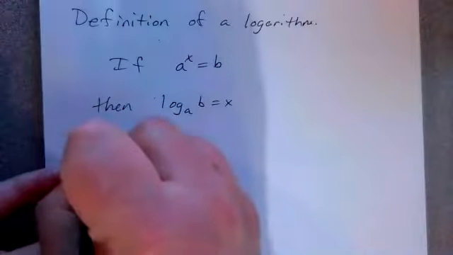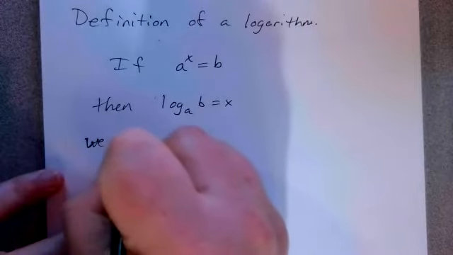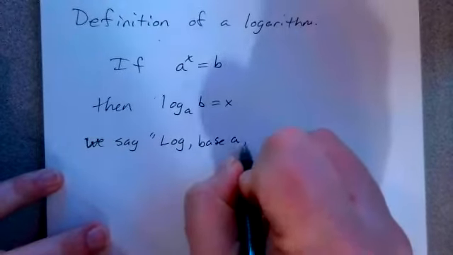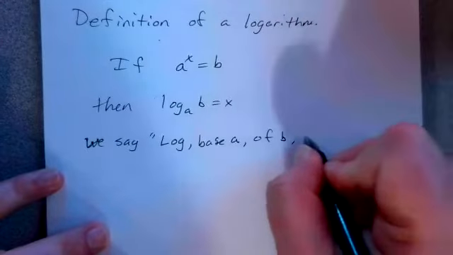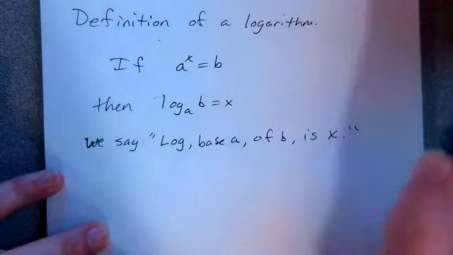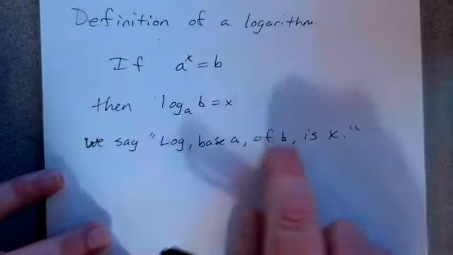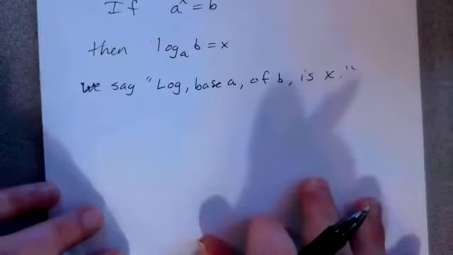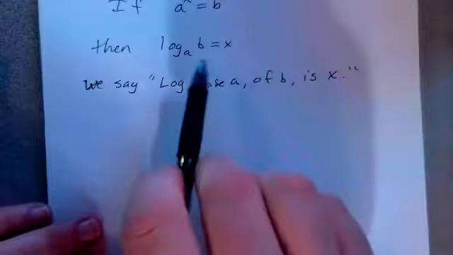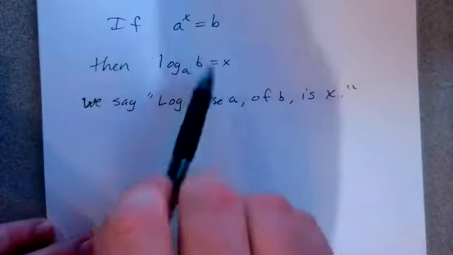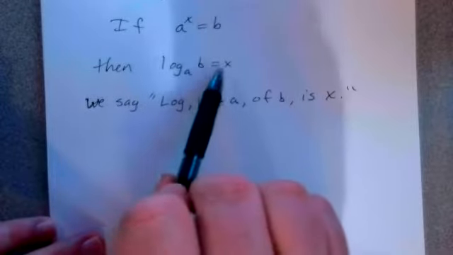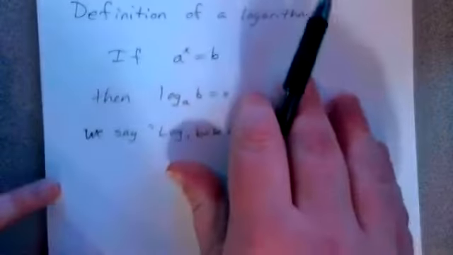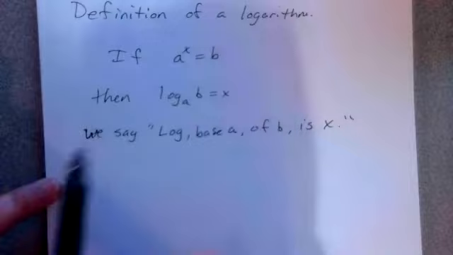We say log base a of b is x. That's how we pronounce it, how we read this: log base a of b equals x. So let's explore this a little bit more. Here, x is the exponent. The exponent equals all of this. So that's an easy way of saying a logarithm is an exponent. This logarithm is just your x value.